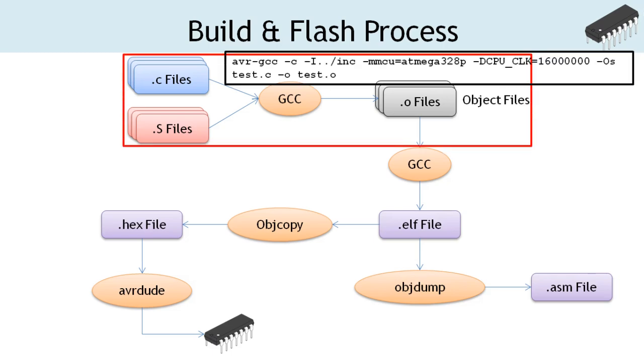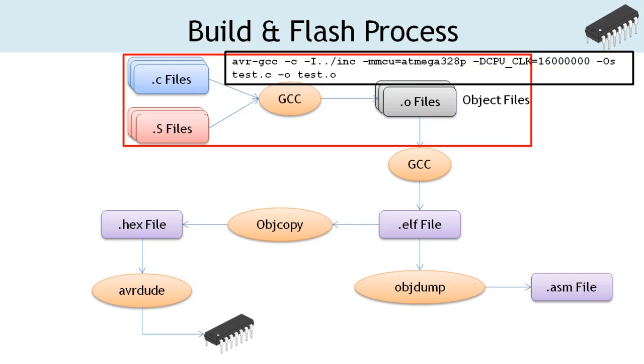The AVR-GCC is the C compiler used to compile the source files. Source files are implemented using C and or assembly language. The build or the compilation process takes place in two stages. First, the C and the assembly files are compiled and object file is generated. This step is repeated for the C and assembly files individually.